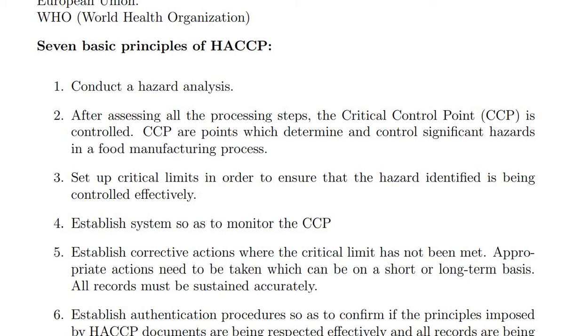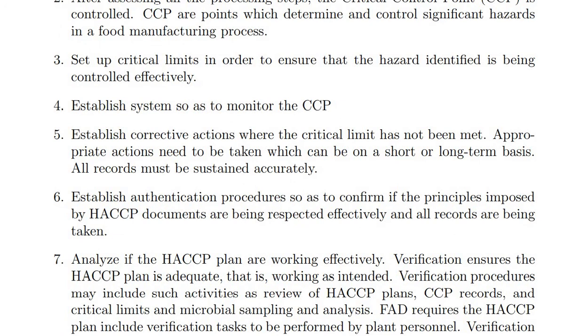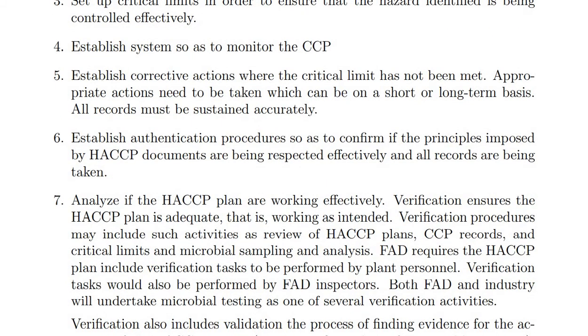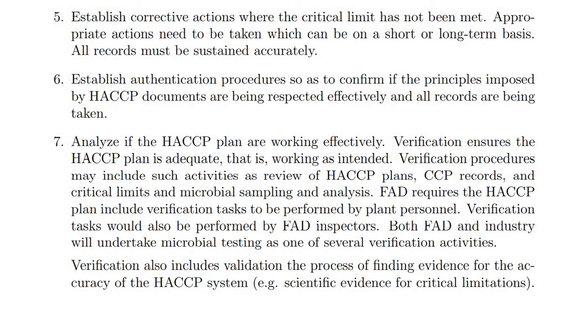Conduct hazard analysis, and at each of the processing steps identify critical control points to determine and control significant hazards in the food manufacturing process. Set up critical limits to ensure that the hazard identified is being controlled effectively. Establish systems to monitor the CCP. Establish corrective actions if the critical limit has not been met. Appropriate actions need to be taken, which can be on a short or long-term basis depending on the requirements to sustain accuracy.